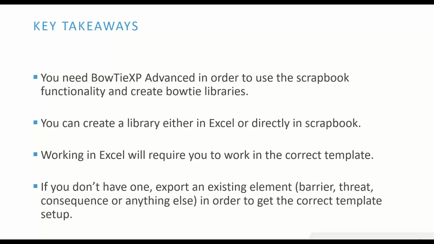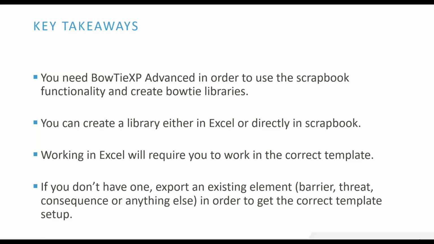That choice depends on the amount of information you want to store in it, but also by your way of working. So if you want to quickly build your barrier library or threat or consequence library, it might be handy to do that in Excel and then import it if you already have the correct columns in place. You can do that yourself by exporting an existing element and then seeing which columns need to be there, or you can request our pre-made library template, of course.